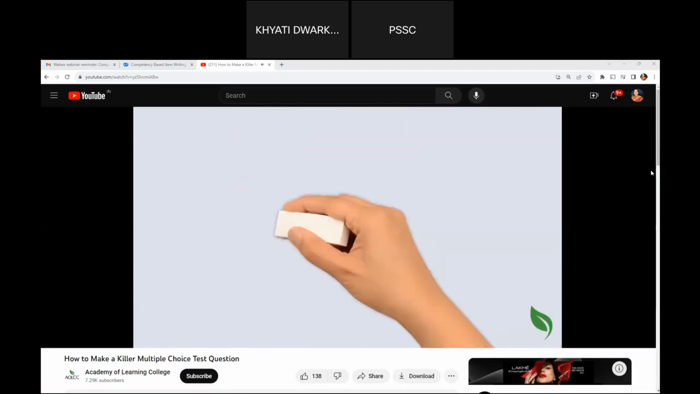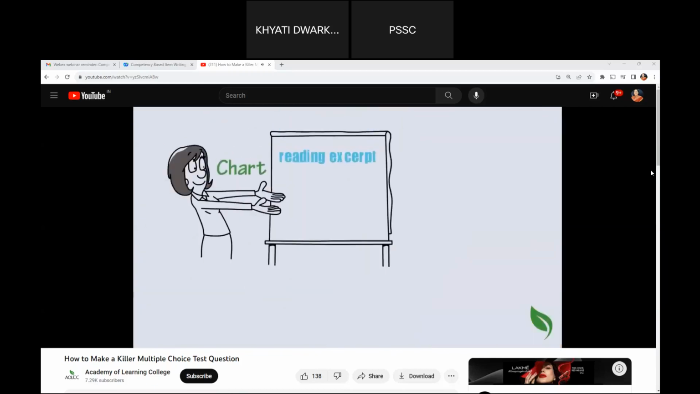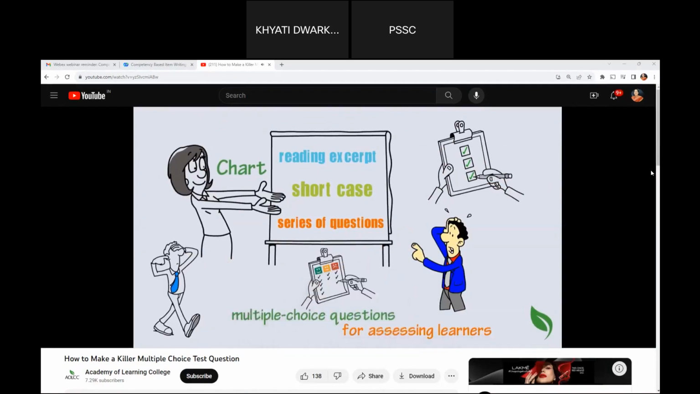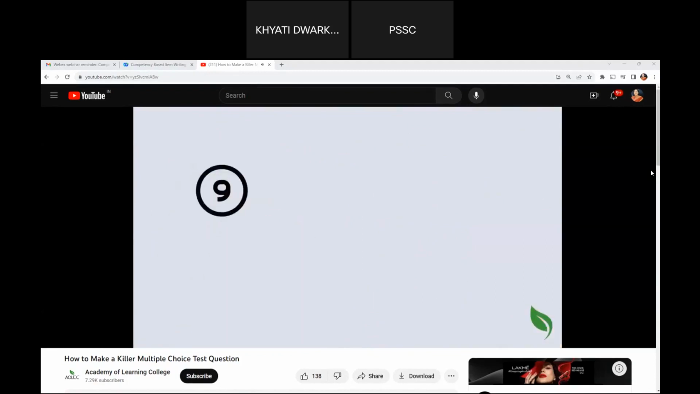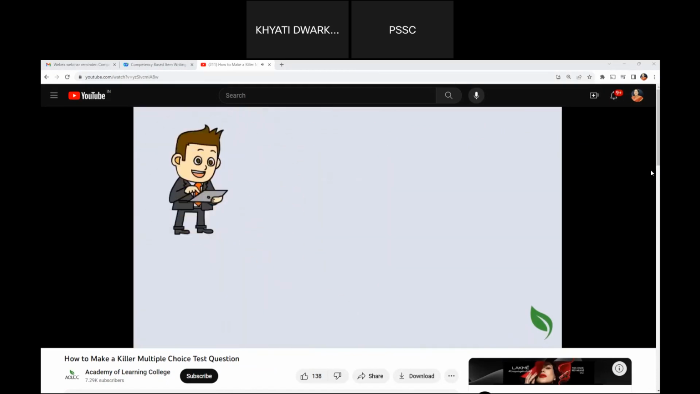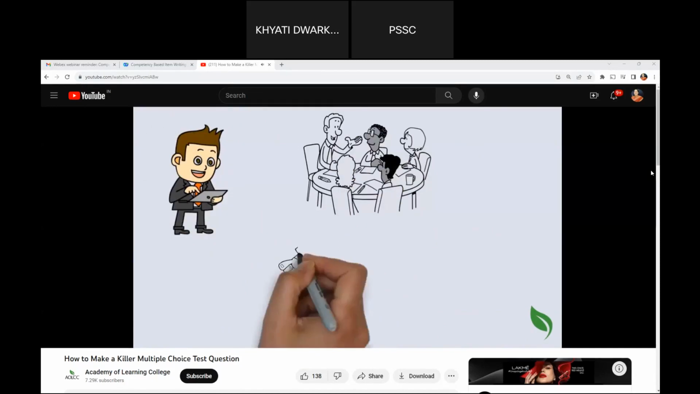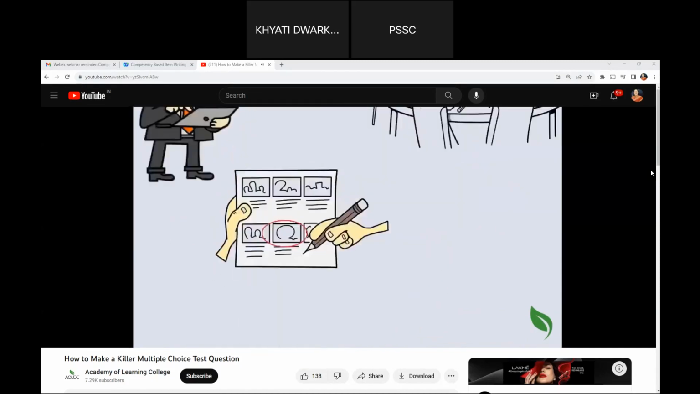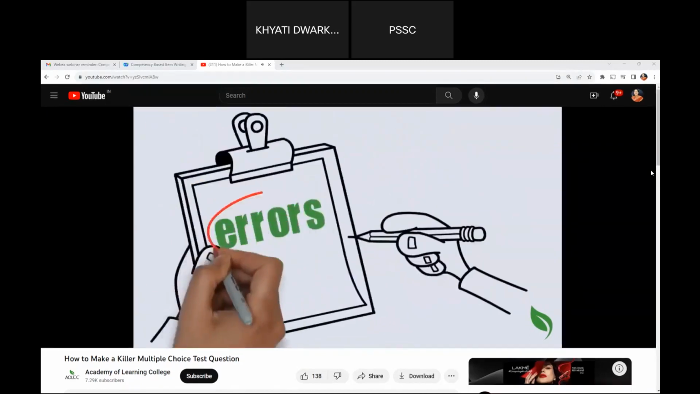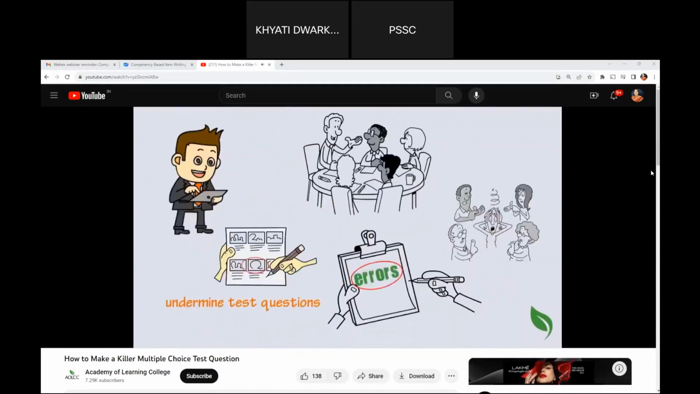Number 8. Consider presenting a chart, a reading excerpt, or a short case, and writing a series of questions in which test takers have to interpret what you've presented in order to select the correct answers. These questions are more difficult to create, and, unsurprisingly, can be the best kinds of multiple choice questions for assessing learners. Number 9. Proofread. When you are done creating your entire test, run through it, or better yet, have a trusted colleague take your test. It is easy to make small errors when we create a test, and it is also easy for those errors to totally undermine test questions. So, try to catch them before you accidentally frustrate your test takers.